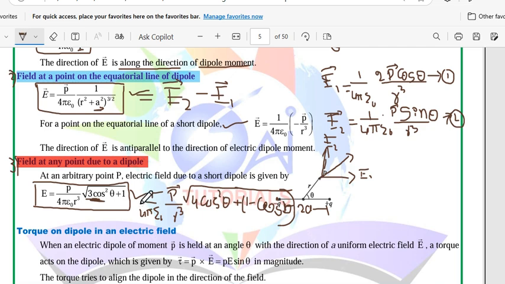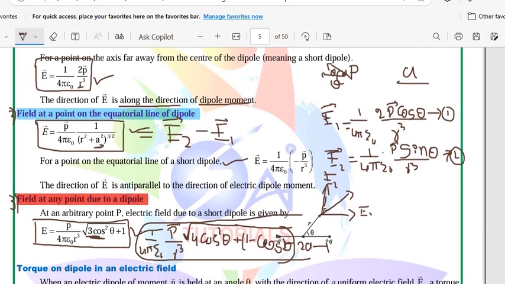By substituting and simplifying, we did it like this. 1 by 4 pi epsilon naught is common, p bar divided by r cube is common, and by taking roots, the square root of 4 is 2, right? The square root of cos square theta is cos theta, am I right? So 4 cos square theta plus sin square theta, which is 1 minus cos square theta. So 4 cos square theta minus cos square theta will become 3 cos square theta. The remaining is plus 1. This is the electric field at any point due to a dipole.